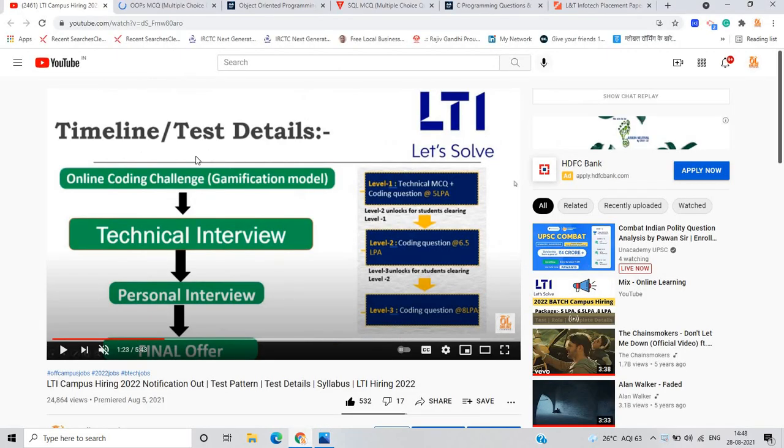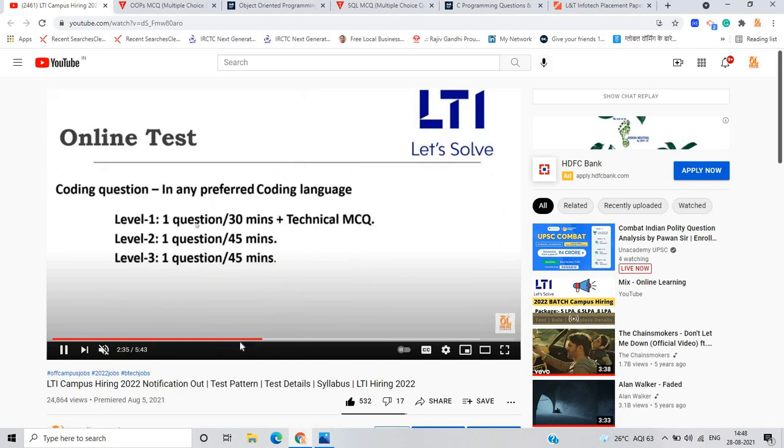Okay, so as in the previous video of LTI Campus Hiring 2022 notification, I already described what levels they consider in the test and the timeline details. The level 1 exam is tomorrow, I think, and technical MCQ plus coding questions are asked in tomorrow's exam. One important point: as we know the technical MCQ pattern, technical MCQ has 40 questions in 40 minutes, as I already described in this video.